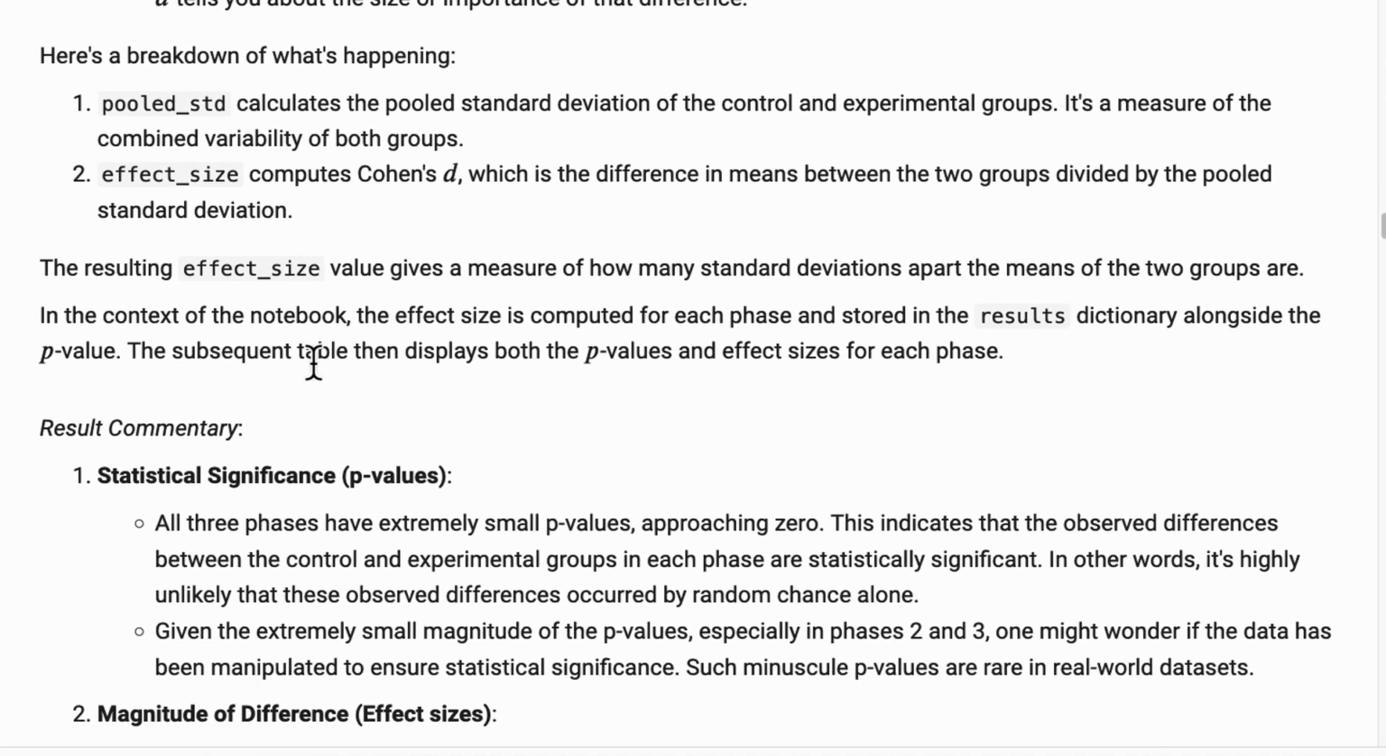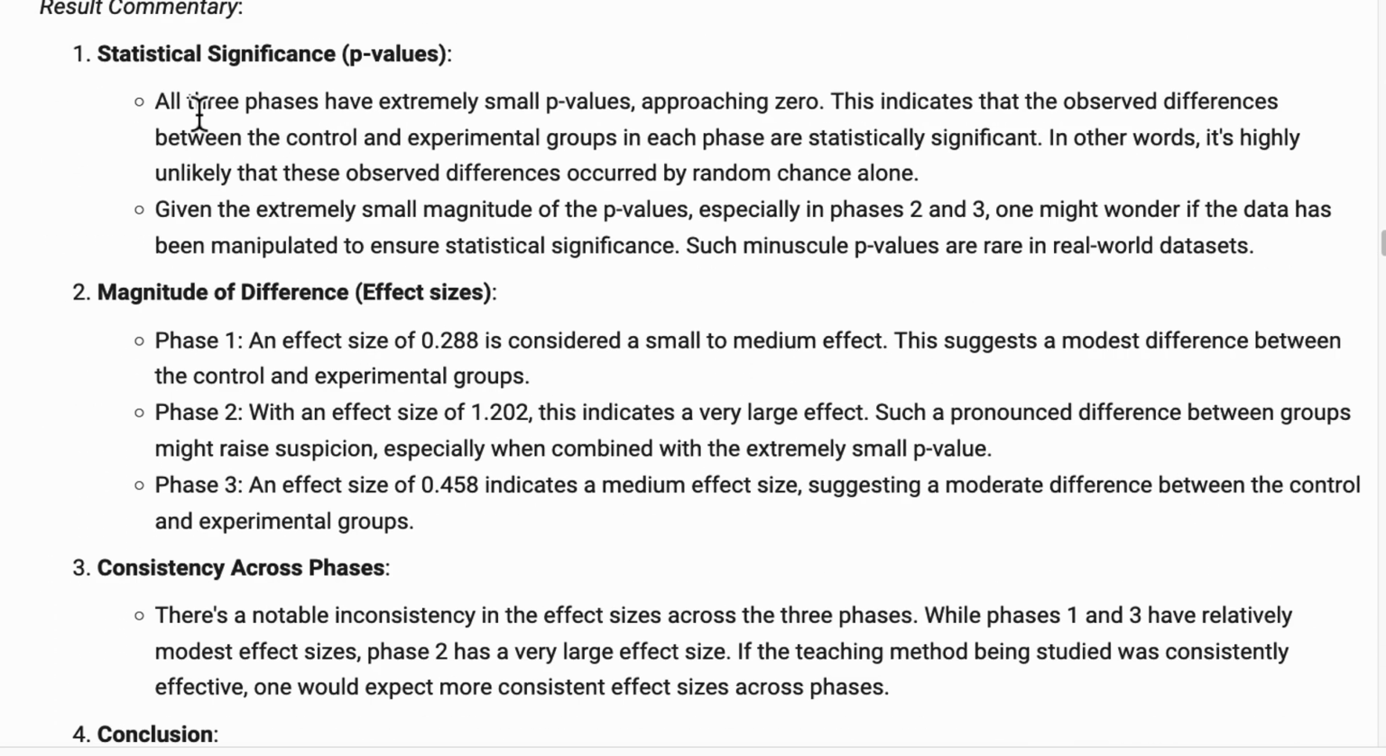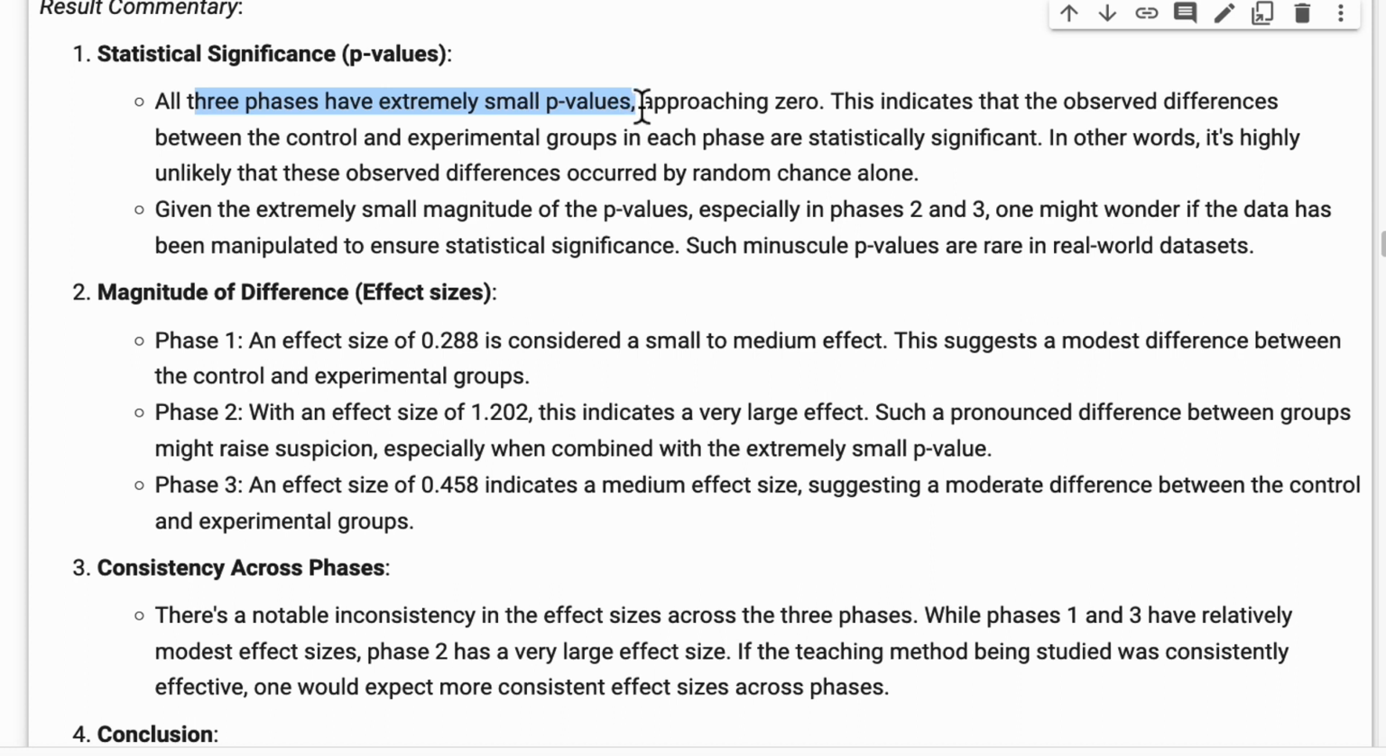So let's look at the results. So all 3 phases have extremely small p-value.